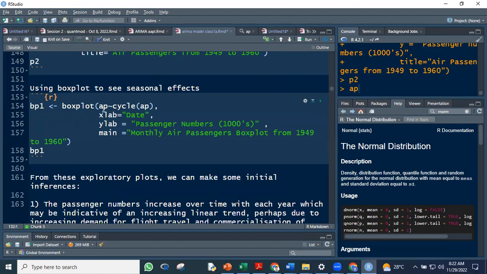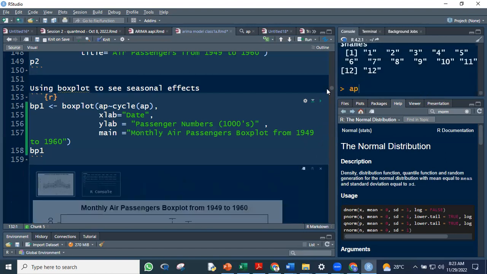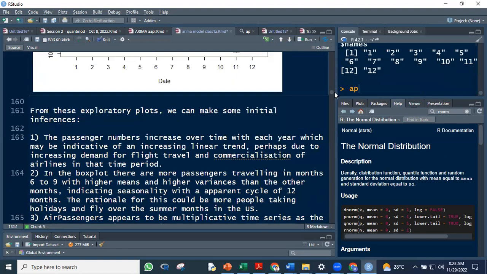So this is box plot AP on cycle. Cycle ng AP. Ibig sabihin, di ba yung cycle, lahat ng January 1, lahat ng December 12. So it will plot it, gagawa siya ng box plot ng lahat ng January, February, hanggang January 1949 hanggang 1960. Ipagsasama-sama niya yun. Tapos December 1949 to 1960, gagawa niya ng box plot. And we have this.